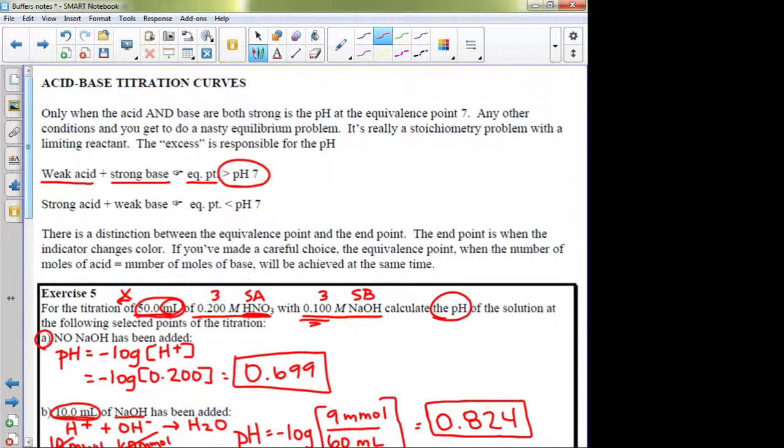So this time when I get a titration, this equivalence point is not going to be at 7. It's going to be at some point that's greater than 7. Do we see that? Everybody understand that? Why it would be greater than 7? Yes? Okay.